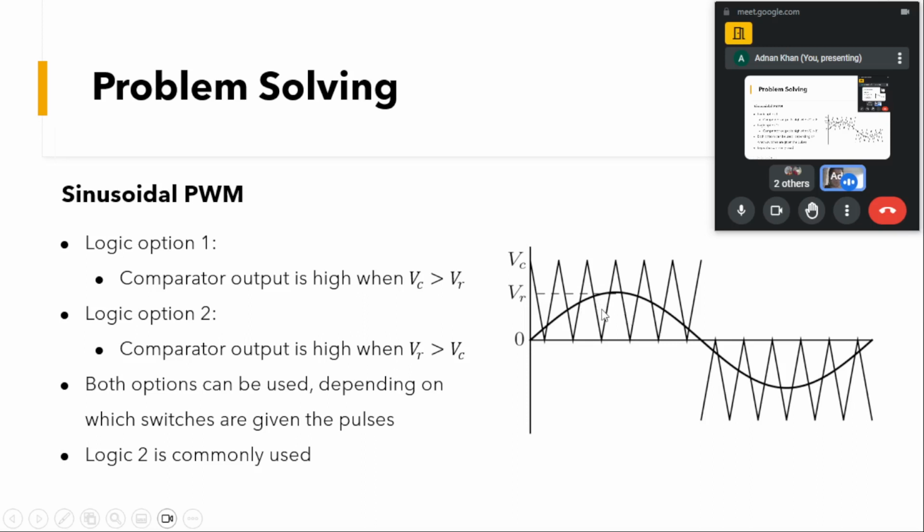Now the logic is up to us. We can have the comparator in the circuit in such a way that when the carrier is greater than the reference, it gives the high input to turn on the device, or we can have it the other way. But most commonly the logic used is that when VR is greater than the carrier, we turn our comparator output high.